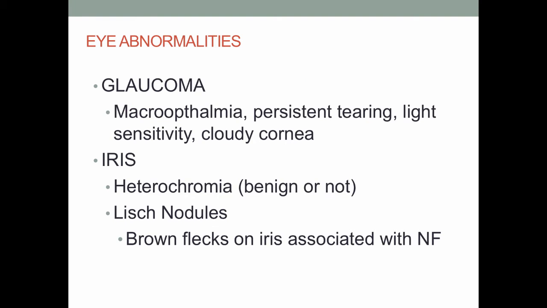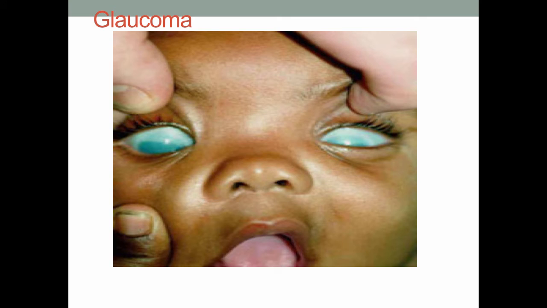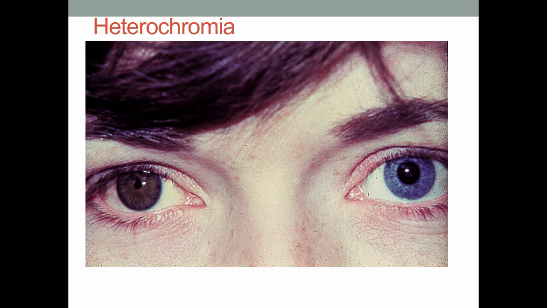Additional eye abnormalities that you might encounter in primary care include glaucoma and abnormalities of the iris. And so let's talk about a couple of those now. Here's congenital bilateral glaucoma, and you can see the opacity as you look at the lenses on this child. This is an example of some abnormalities of the iris, and this is heterochromia.